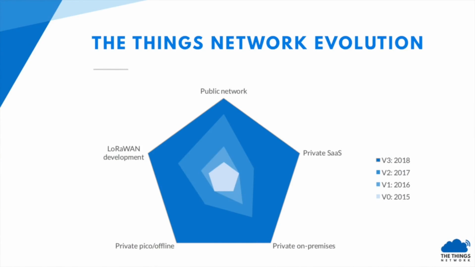Since the beginning of the Things Network, the use of our technology changed a little bit over time. At first, we really built the technology to empower the public community network, but we saw an increasing demand from customers to also use the technology for private networks. So v3 is really designed for not only running the public community network, but also hosted private cloud, images, and LoRaWAN development.